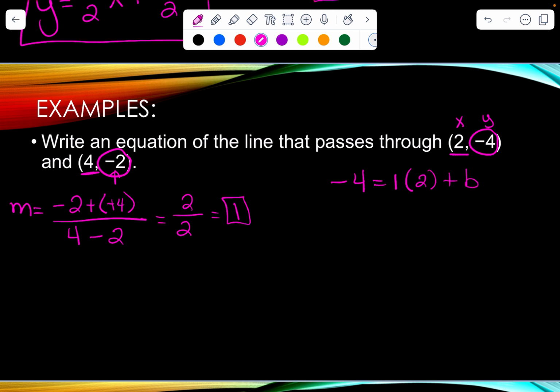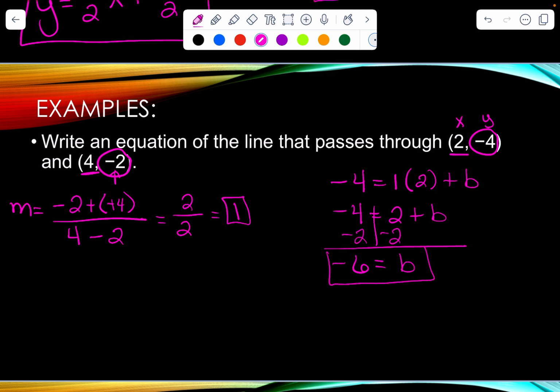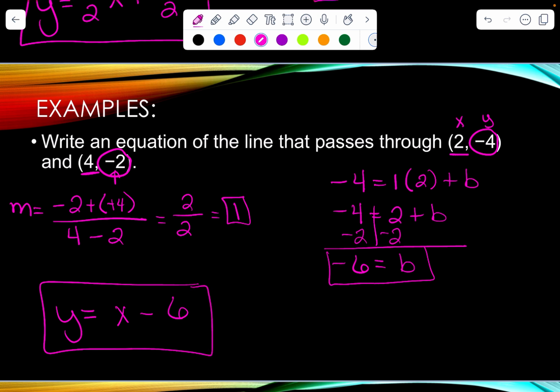So now we're going to multiply, and 1 times 2 is 2, plus b. I'm going to minus 2 from both sides. So that gives me a b value of negative 6. So I have my slope and my b, so my final answer, y equals 1x minus 6. But remember, we don't need to write the 1. So I'm going to take that off. So y equals x minus 6.